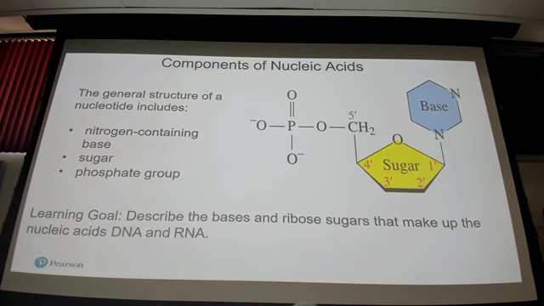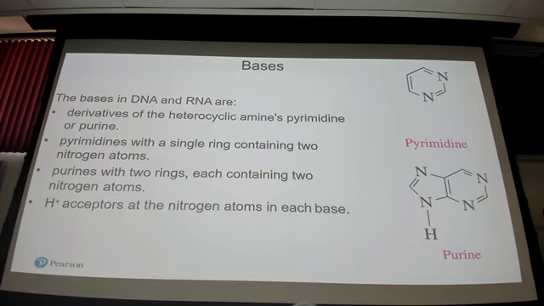So the components of nucleic acids include the nitrogenous base, which is shown in blue here. This nitrogenous base has two nitrogen atoms that are hydrogen acceptors, which is why it's called a base. We also have a 5-carbon sugar and a phosphate. So those are the three components of nucleic acid. So in DNA and RNA, there are two, yes? And the sugars are always pentose? Yes, the sugar is always a pentose.